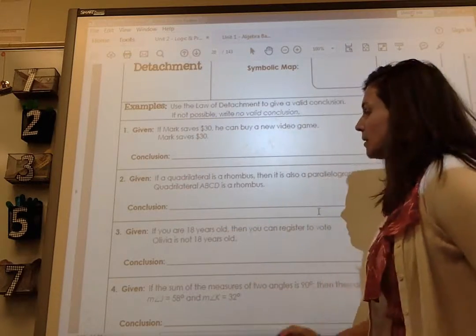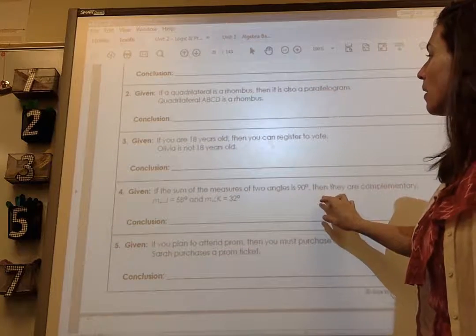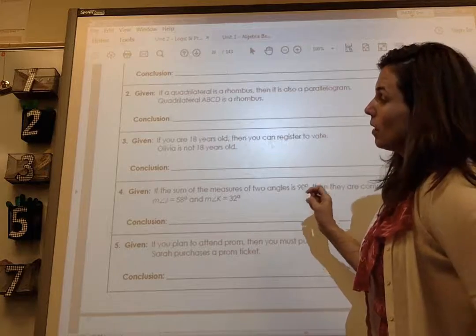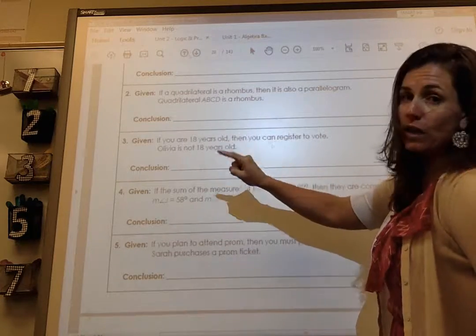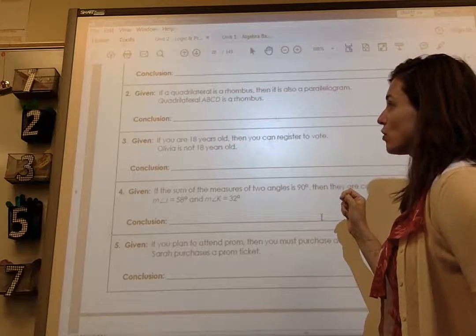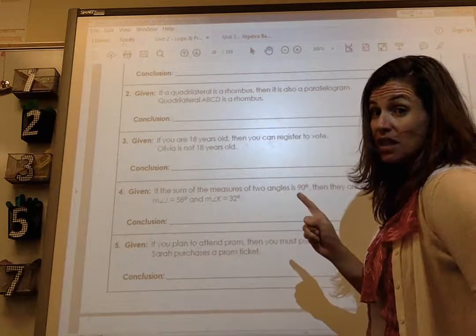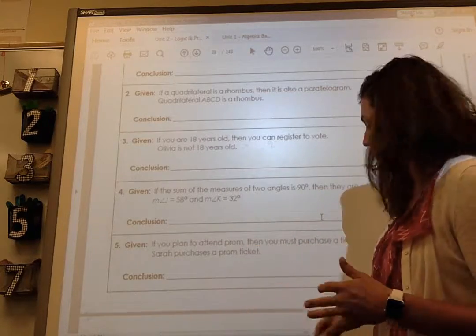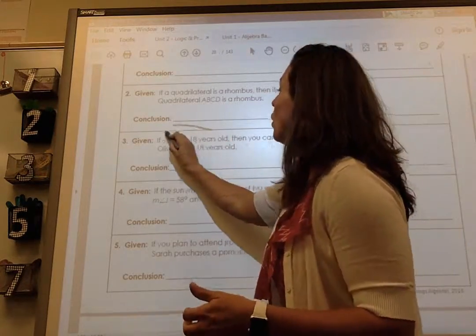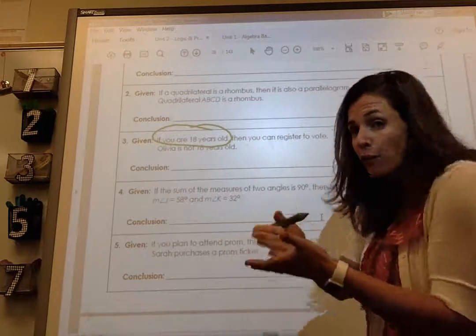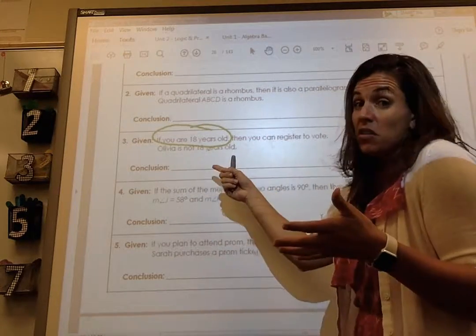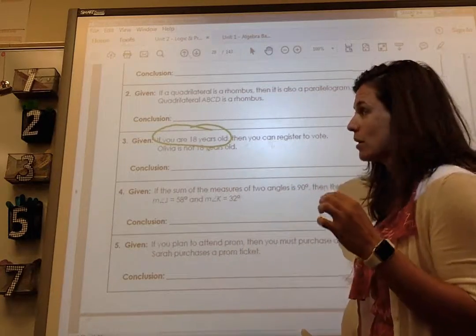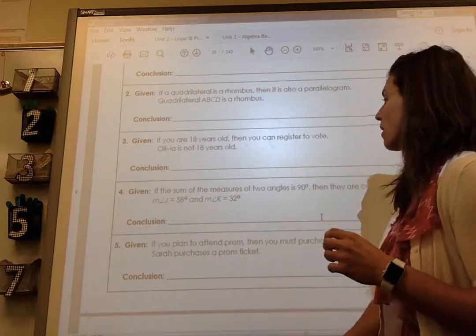Let's look at some other statements. My hypothesis: if you're 18 years old, then you can register to vote. Olivia is not 18 years old. What's my conclusion? You don't have a valid conclusion. You can't make assumptions. It's only if this statement is true, if you are 18 years old. Olivia is not 18 years old, so I can't make any conclusion. So there is no valid conclusion to be reached there.